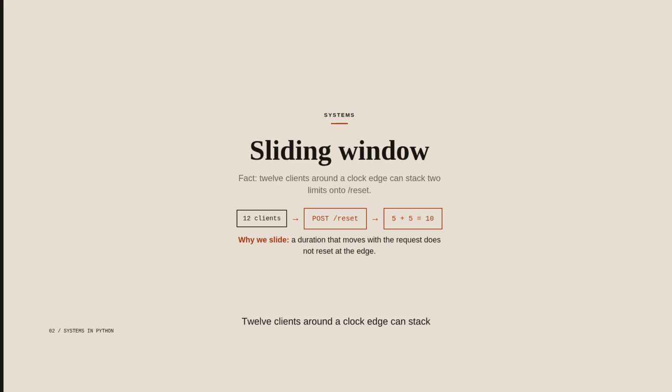12 clients around a clock edge can stack 2 full limits onto post/reset. A sliding window is a limiter that counts the request that left during a duration that moves with the request.